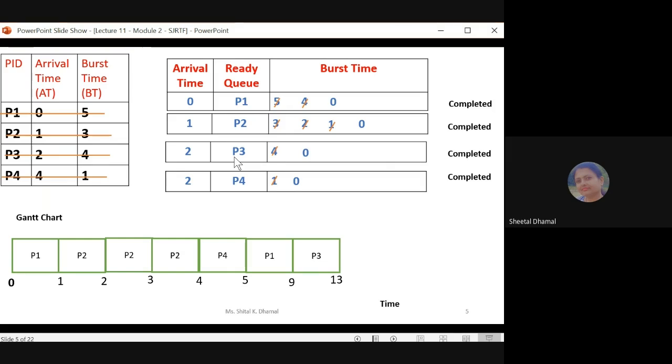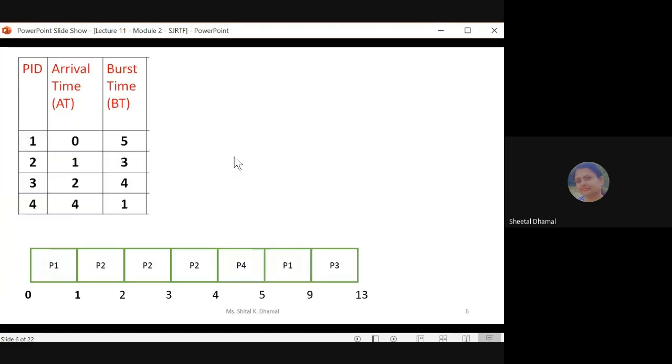Now the ready queue is empty. Its meaning is that the processor has been assigned to all the processes. From this Gantt chart, we will calculate the different times which are asked in the question. At first, we will find out the completion time. So what is completion time? From this Gantt chart we will find out the completion time.